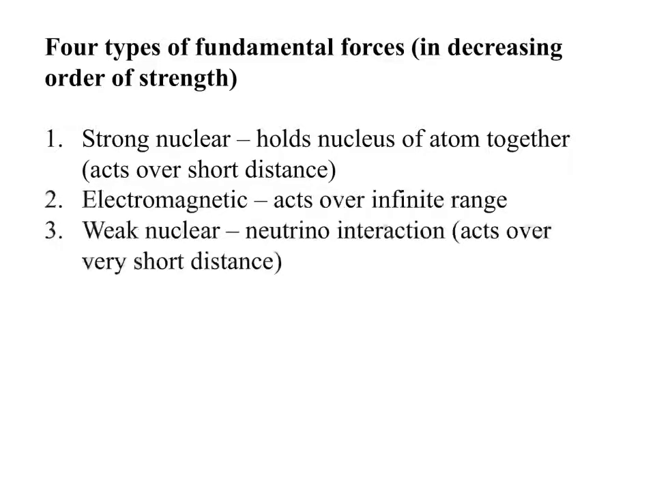All right. After that is the weak nuclear force. And this is the one we're not really going to learn much about in Physics 30. But just so you know, it has to do with neutrino interaction. Remember, in beta decay, when a neutron turns itself into a proton or a proton turns itself into a neutron, the weak nuclear force is at work there, creating that beta positive or beta negative particle.